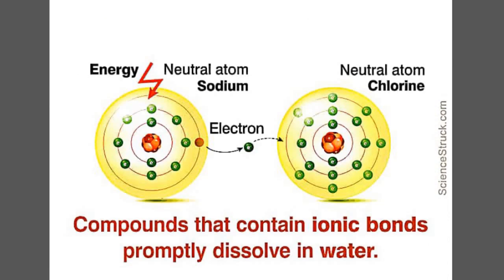Okay, so this is one of the things you should know: compounds that contain ionic bonds promptly dissolve in water. Why is it so? Because they get a medium to ionize once again. Immediately, if you take sodium chloride, it will again form the sodium ion and the chloride ion. So that is how it will be done.